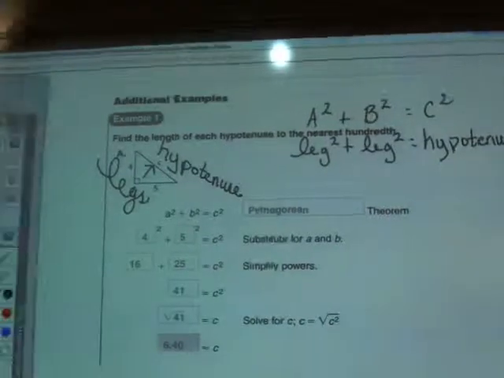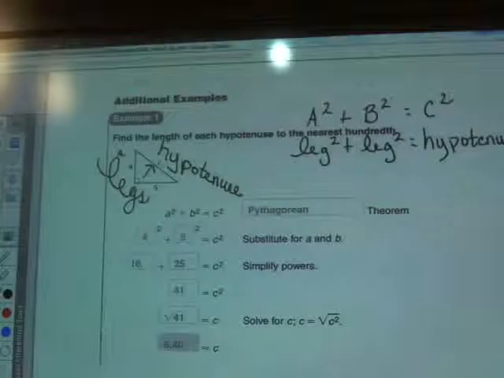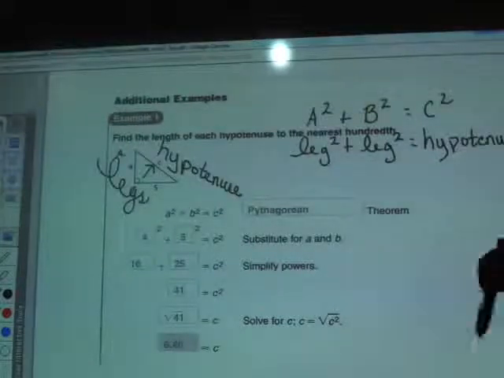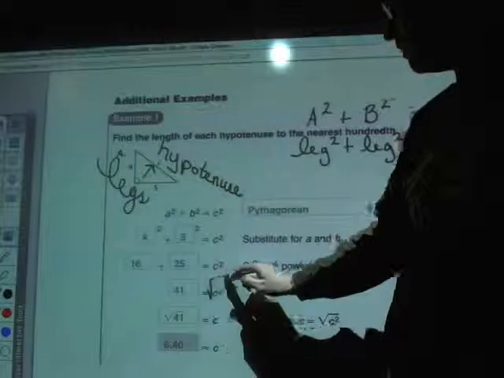And here's where your square roots come into play. Remember, square and square roots are opposites of each other in just the same way that addition and subtraction are opposites of each other, just like multiplication and division are opposites of each other. So, if I want to get from C squared back to C, what I have to do is take the square root. So at this line right here, I'm going to go ahead and take the square root.